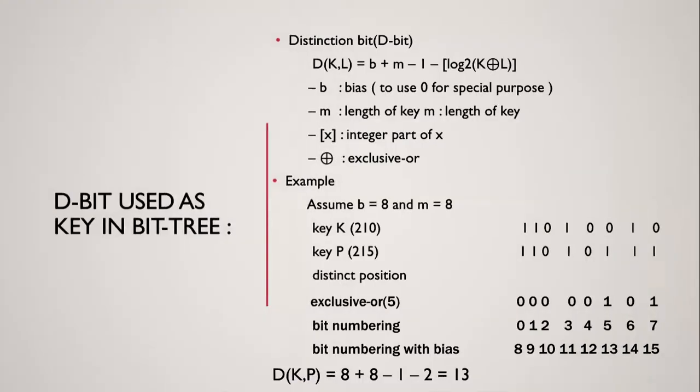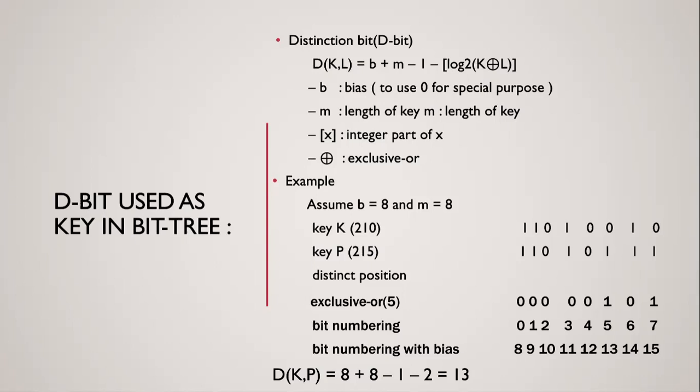The D value is used for the keys in a binary tree. D means distinction bit. So D of K, L is equal to B plus M minus 1 minus log of K plus L. Here B is the bias, with 0 used for special purpose. M is equal to the length of keys, and X is equal to the strings of X, and plus is equal to exclusive or.